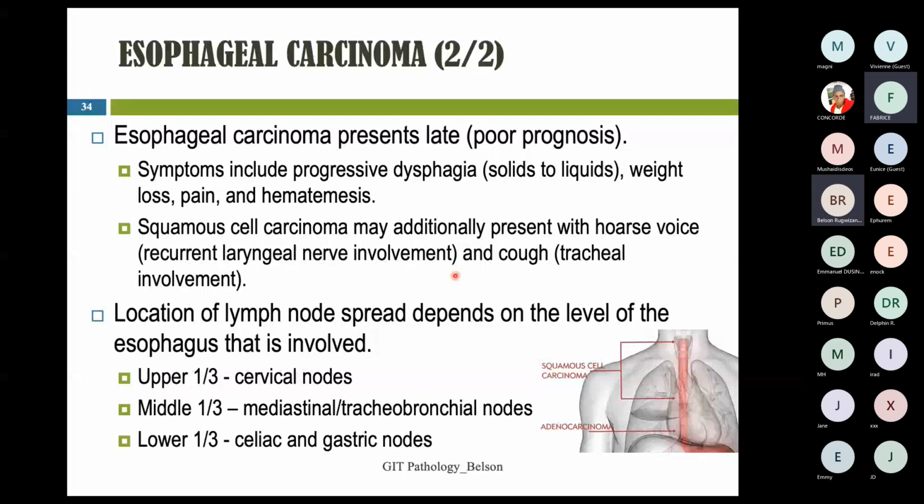So there are lymph nodes which are affected. You know, carcinomas when they metastasize, they go through lymphatics. Therefore, the lymph nodes are the first site to receive the metastasis. So the lymph nodes which can be affected are the upper third of the cervical lymph nodes, the middle parts, and then the lower parts.